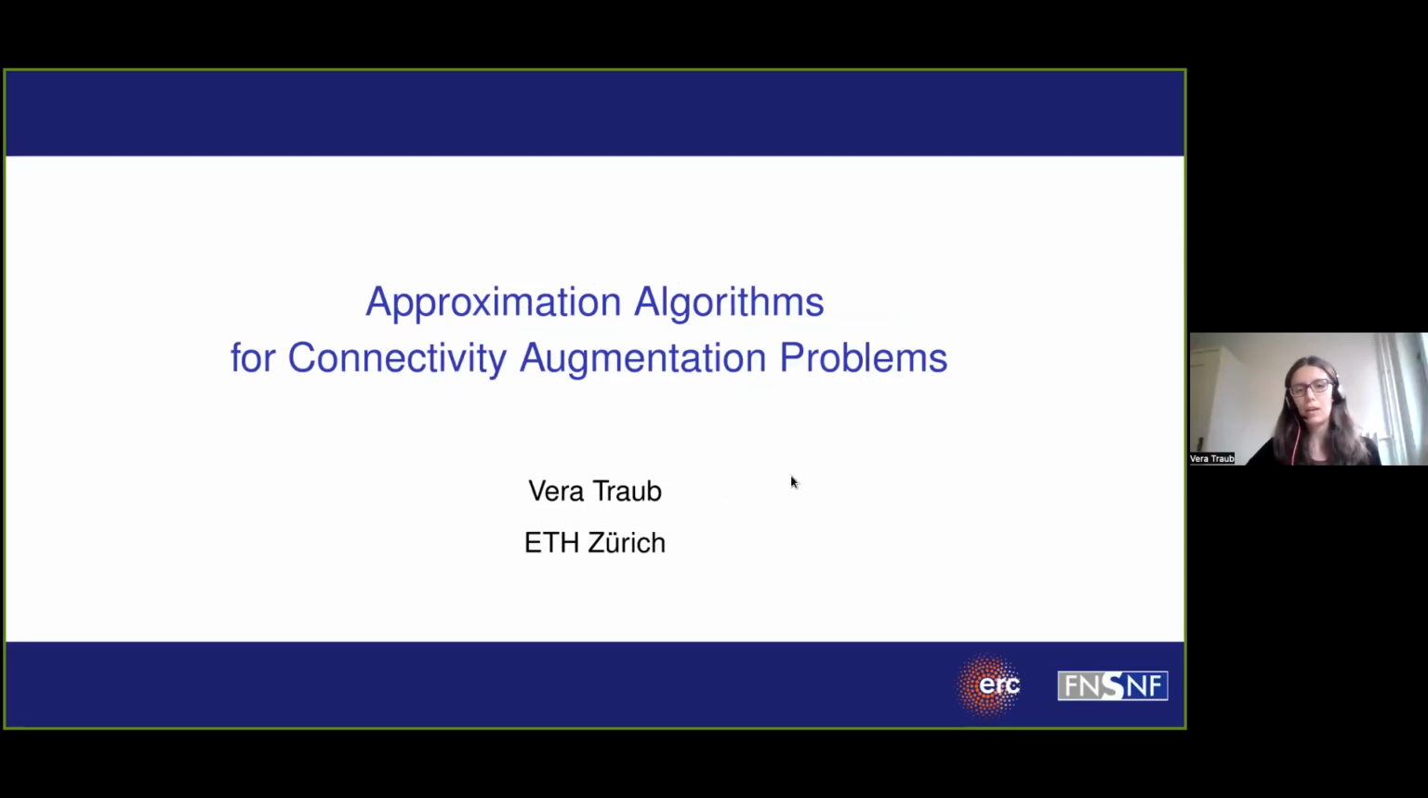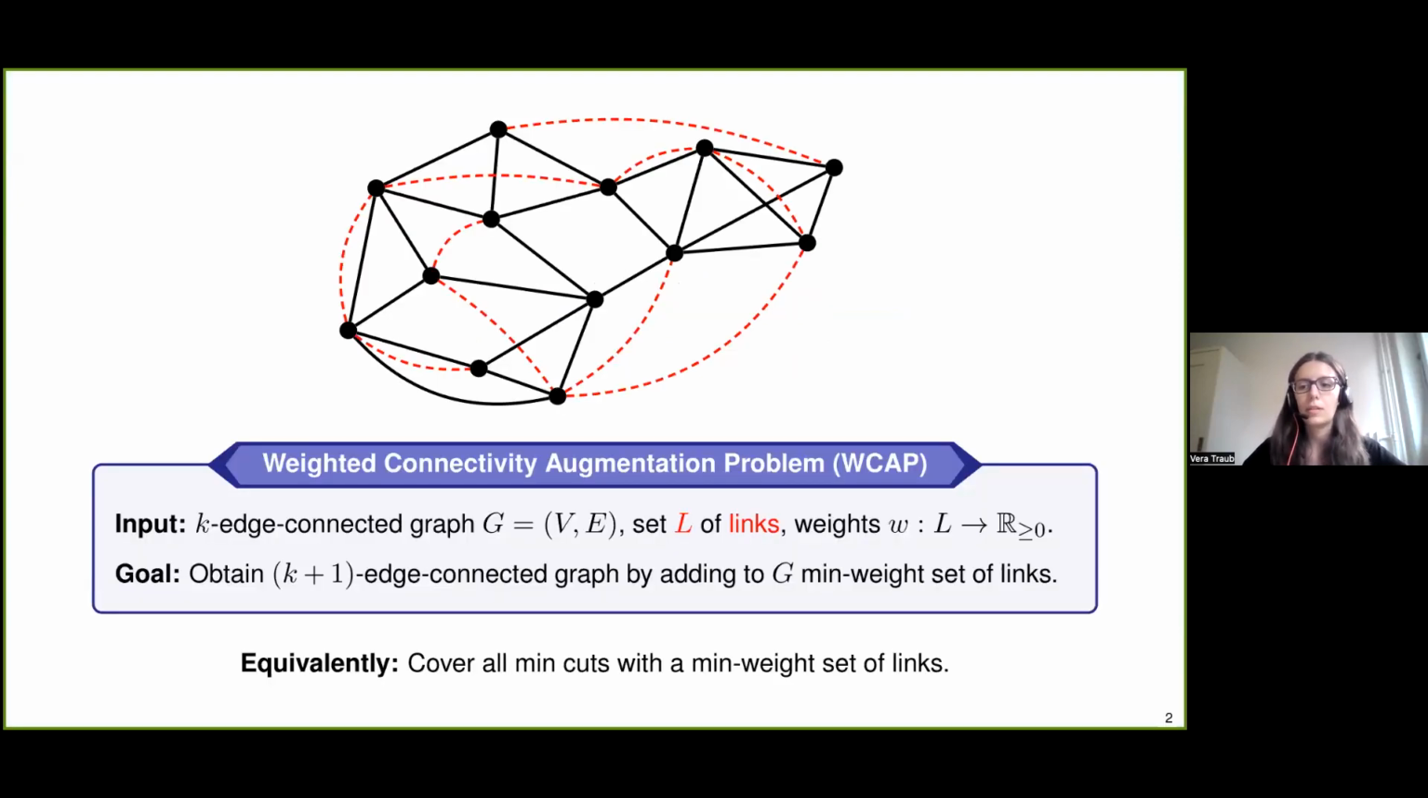So in this talk today, I want to give you some overview of recent progress in the area of approximation algorithms for connectivity augmentation problems. And so let me start right away with giving you the definition of essentially the main problem that we will be talking about today. And this problem is called the weighted connectivity augmentation problem.